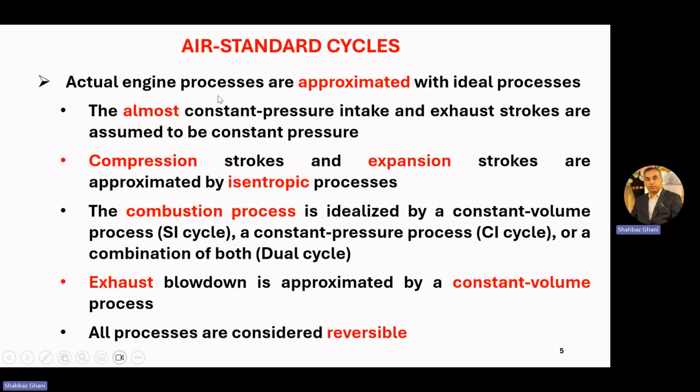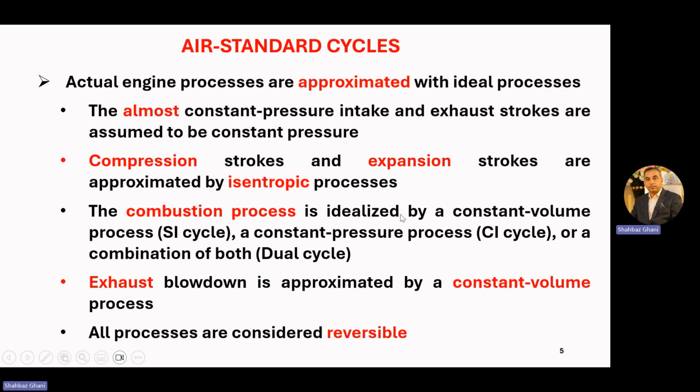Now, actual engine processes are approximated with ideal processes. The almost constant pressure intake and exhaust strokes are assumed to be at constant pressure. Now we are assuming that the intake and the exhaust strokes are at constant pressure. Compression strokes and expansion strokes are approximated by isentropic processes. So we are taking the assumption that the compression and expansion strokes happen as isentropic processes.